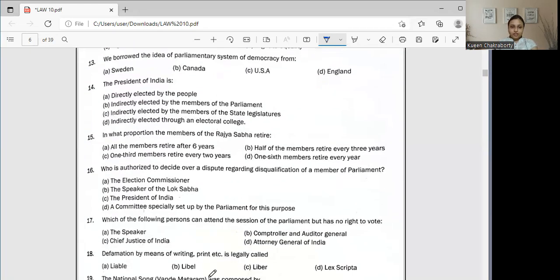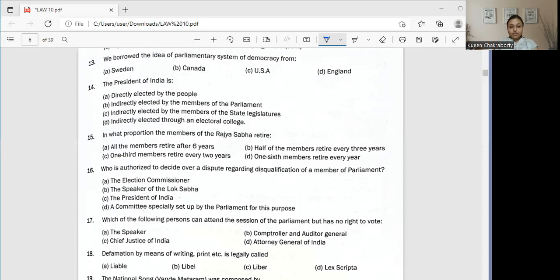Moving to question number 13. We borrowed the idea of parliamentary system of democracy from Sweden, Canada, USA, or England. See, all these questions have already been discussed, so you can refer to those videos where I have discussed about democracy or a constitution, from where we have adopted it, what kind of constitution we have, and so various things have been discussed. You can refer to them. For this question, that is from where we have borrowed the idea of parliamentary system of democracy, it's option number D, that is England.